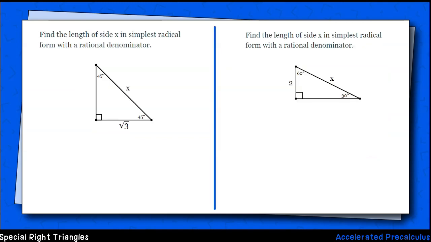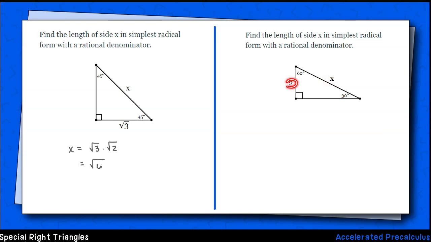Before we go, I want to solve a few of these triangles with you using the ratios we just looked at. First, on the left, we are solving for the hypotenuse of an isosceles right triangle. According to our facts, the hypotenuse will be the leg times the square root of 2. So this will be the square root of 3 times the square root of 2, or just the square root of 6 simplified.